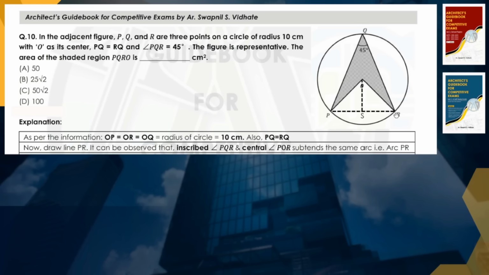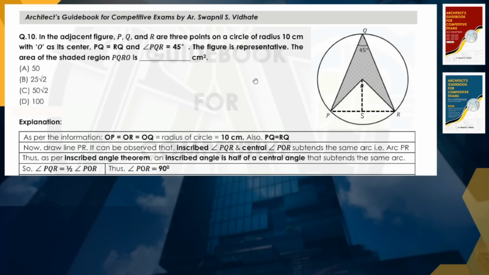Okay. So it can be observed that the angles PQR and POR subtend the same arc, which is arc PR, right? So as per the inscribed angle theorem, if they are subtending the same arc, this inscribed angle is half of the central angle. This inscribed angle PQR is half of the central angle, right? But what they have mentioned, angle PQR is 45 degree, so automatically the angle POR will be 90 degree, right?